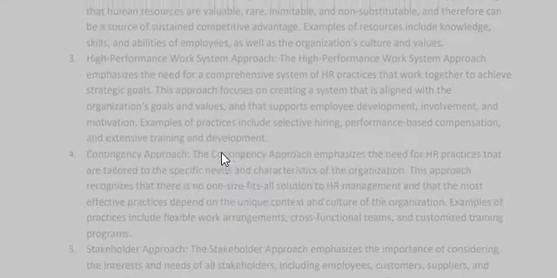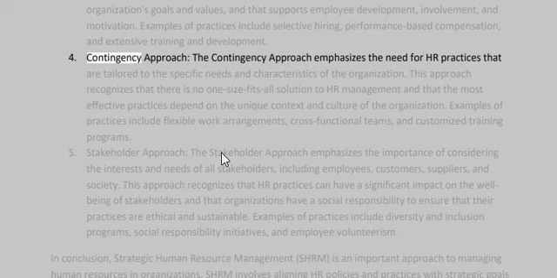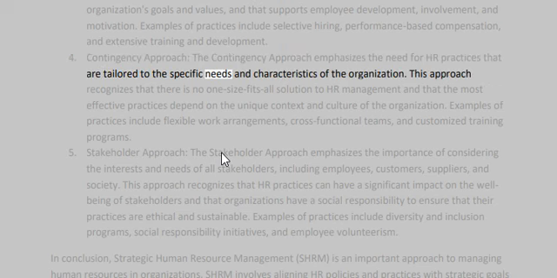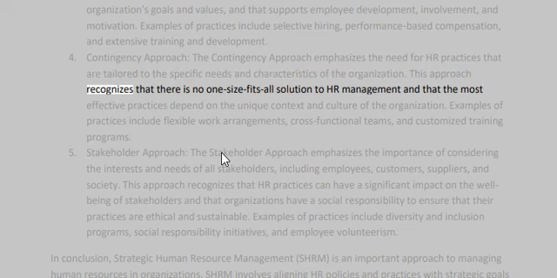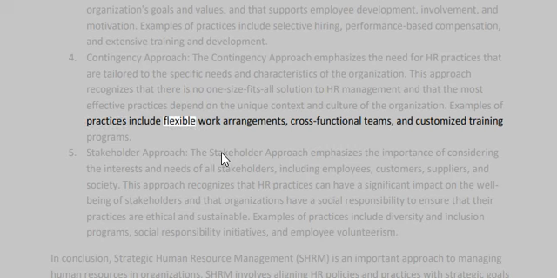4. Contingency approach. The contingency approach emphasizes the need for HR practices that are tailored to the specific needs and characteristics of the organization. This approach recognizes that there is no one-size-fits-all solution to HR management and that the most effective practices depend on the unique context and culture of the organization. Examples of practices include flexible work arrangements, cross-functional teams, and customized training programs.